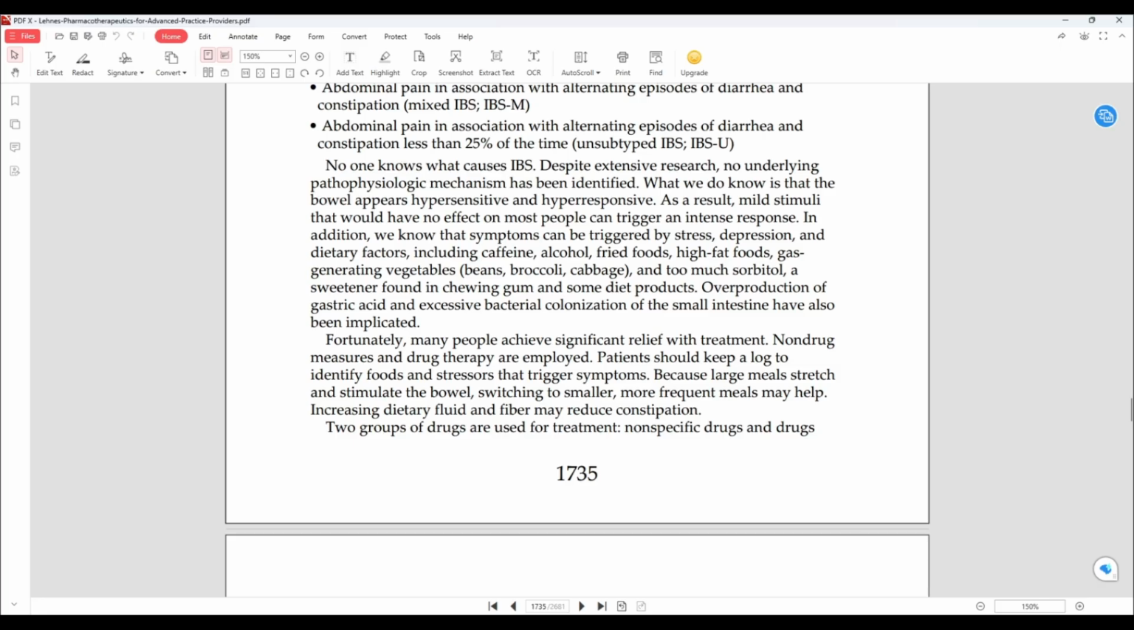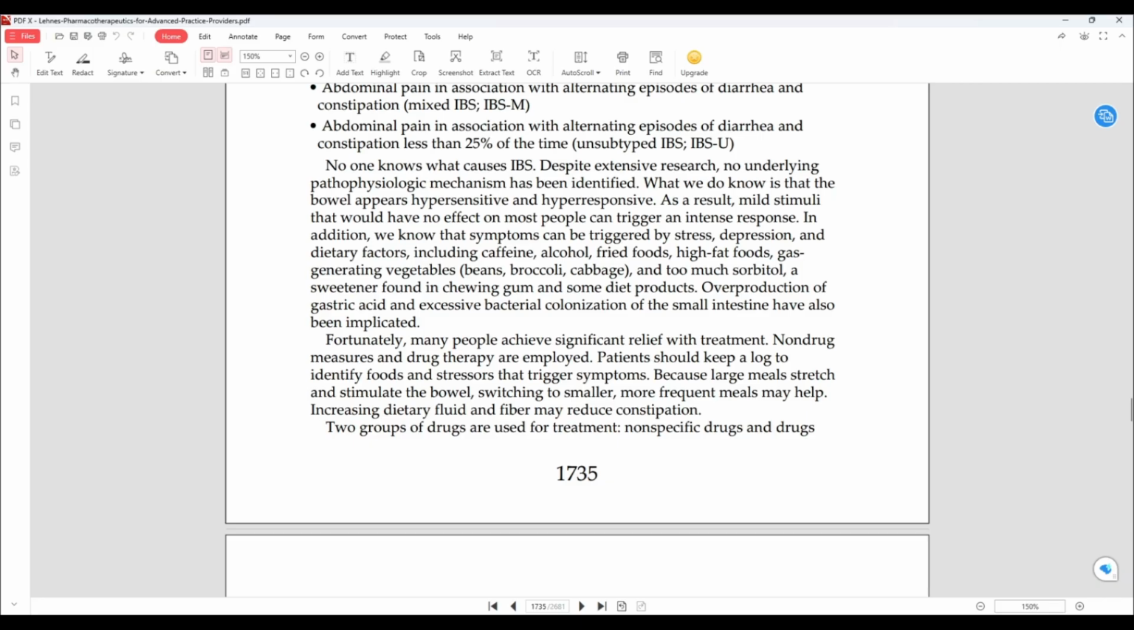In addition, we know that symptoms can be triggered by stress, depression, and dietary factors that include caffeine, alcohol, fried foods, high-fat foods, gas-generating vegetables, and too much sorbitol, a sweetener found in chewing gum and some diet products. Overproduction of gastric acid and excessive bacterial colonization of the small intestine have also been implicated.